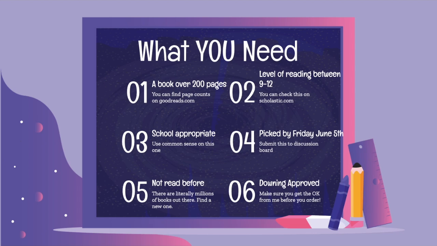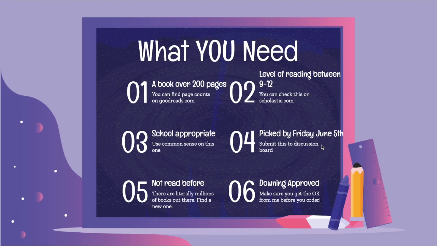So let's first talk about what you need for the book. So first, you need a book that's over 200 pages. You can find how many pages it is on Goodreads.com. You need to make sure that the level of reading is between 9th and 12th grade. You can check this on Scholastic.com. Make sure it's school appropriate. Use common sense with this one. I trust you guys. Just make sure it's nothing that's going to be too crazy.